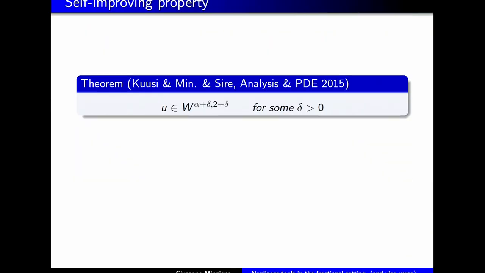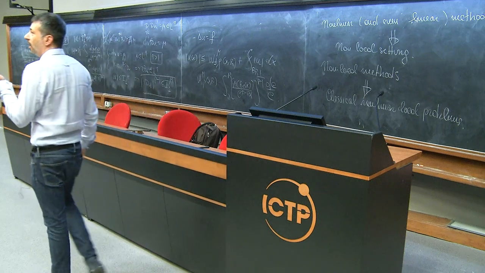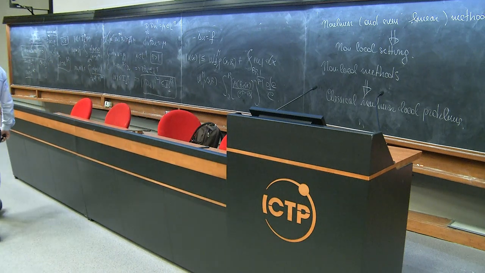But the surprise is that now there's a new unexpected phenomenon. What you can actually prove is that you do not only have a self-improvement of integrability, but you have a self-improvement of differentiability. And this is one of the very few cases of a purely non-local effect. This is not true in the local case. So this is not a replication of the local result. This is a new phenomenon.